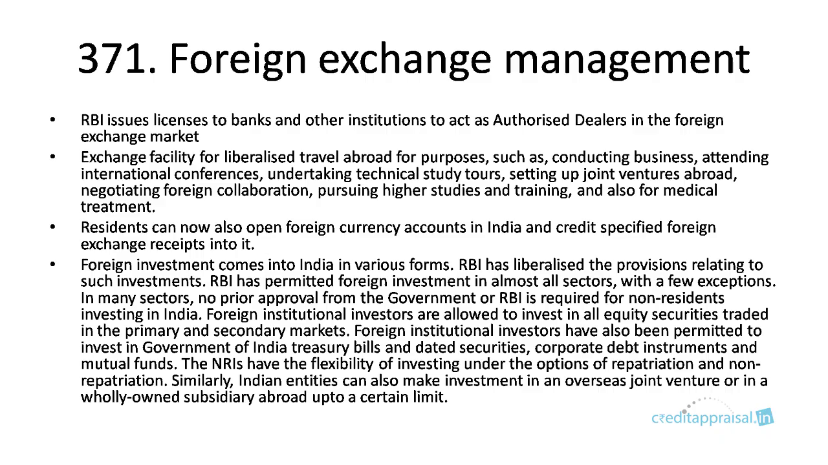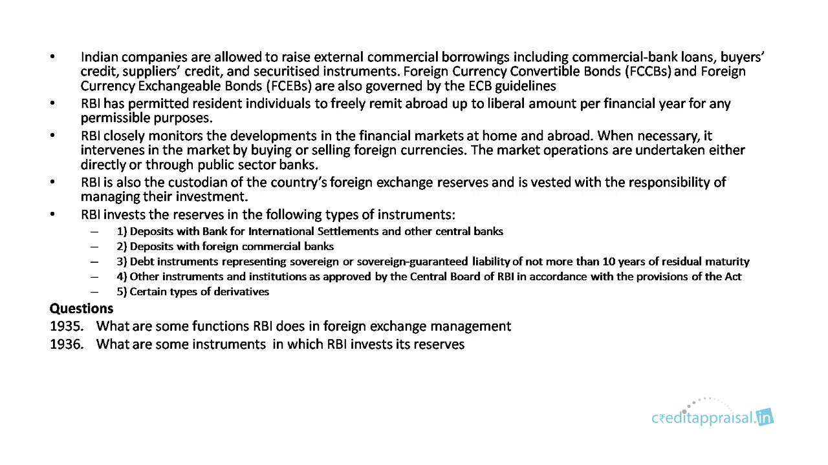Okay. And also Indian companies can borrow, instead of from Indian banks, they can raise funds through external commercial borrowings. This also we discussed in earlier chapters. Okay. So buyer's credit, supplier's credit, all this, FCCBs, foreign currency convertible bonds, all these are governed by the guidelines of RBI. RBI has permitted resident individuals to freely remit abroad a liberal amount per financial year for any permissible purposes.